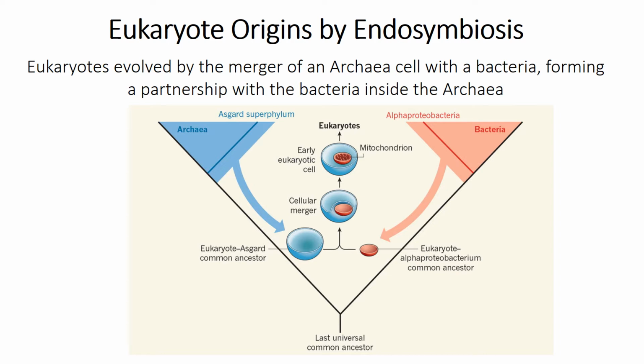And believe it or not, this wasn't the only episode of endosymbiosis. It also happened again in a separate event when a eukaryote cell merged with a cyanobacteria, which gave some eukaryotes, including modern plants, the ability to perform photosynthesis. So what evidence do we have for eukaryote evolution to know when they evolved?